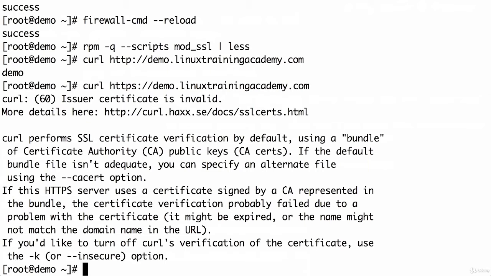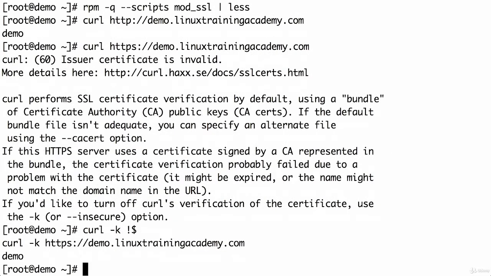Curl reports an error. It says the certificate is invalid. And again, we know that's fine because it's a self-signed cert. Here it gives us some instructions to ignore this error if we want to. So we can use curl -k and then provide the address again. By the way, I'm going to use a little shortcut here, which is exclamation mark, dollar sign, and hit enter.